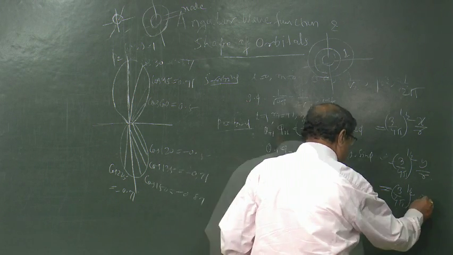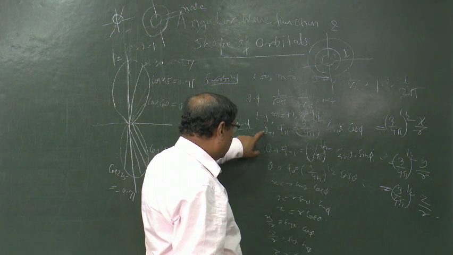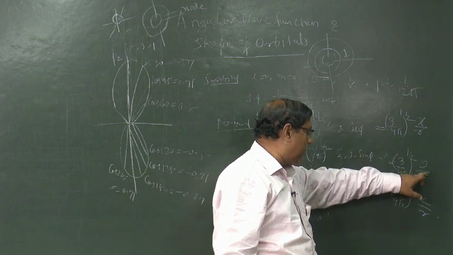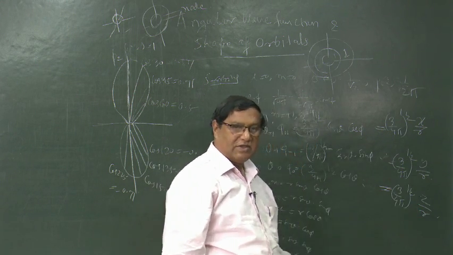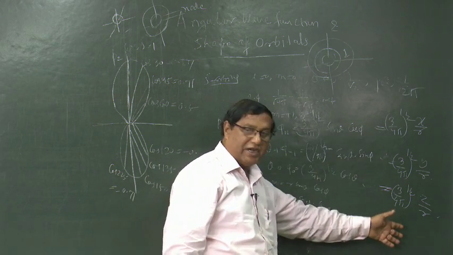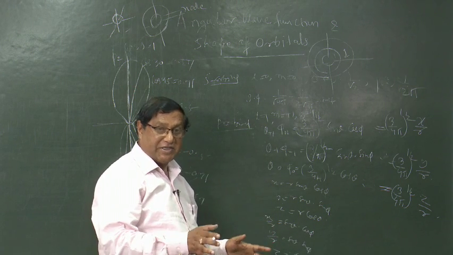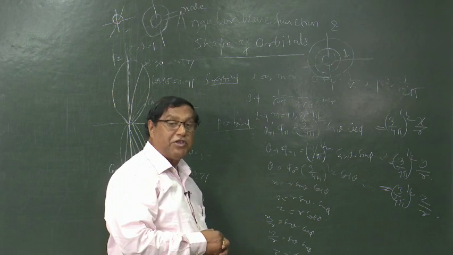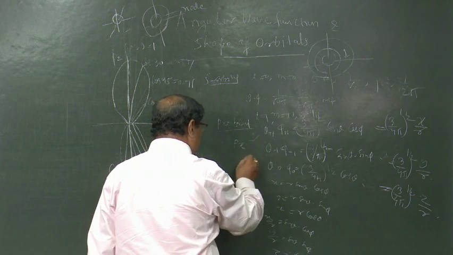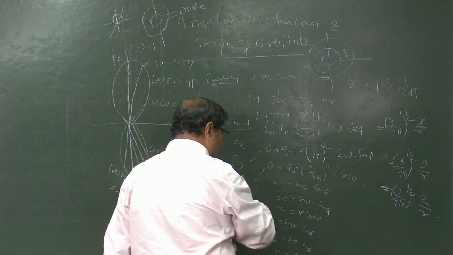z by r. Now these three angular coordinates are converted into Cartesian coordinates x, y and z. So now the angular wave function is plotted against the coordinates x, y and z, we will get, in a 3-dimensional space, the shape of the p orbitals. This corresponds to the px orbital, this corresponds to the py orbital, and this corresponds to the pz orbital.